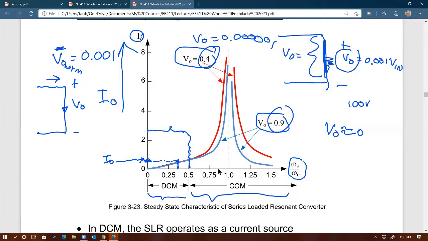Exactly, yes. But this is why this is cool: as long as you are operating this circuit in DCM, the circuit will give you inherent short circuit protection. So if the output somehow is shorted, current is limited to this current right there if you operate it at 0.3, for example.